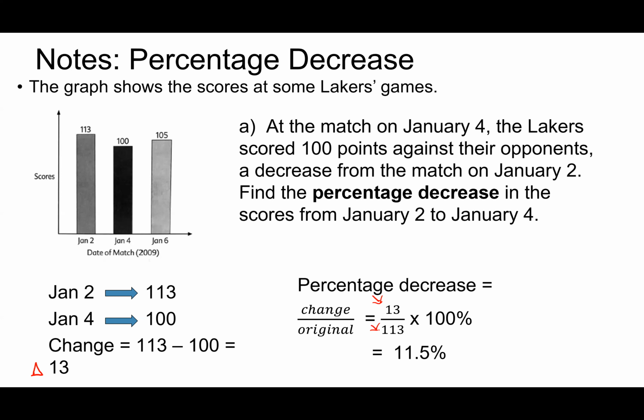Yes, Mira. Original would not be 100, because they scored 113 points on January 2nd, right? Okay. And then 2 days later, they scored 100 points. So in this particular problem, this was a percent decrease problem because they scored lower than they scored before. Okay, does that make sense?